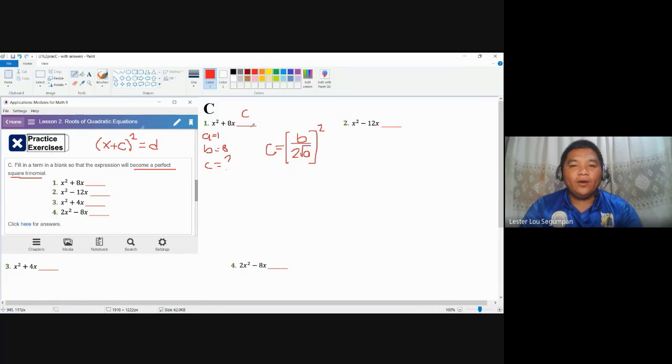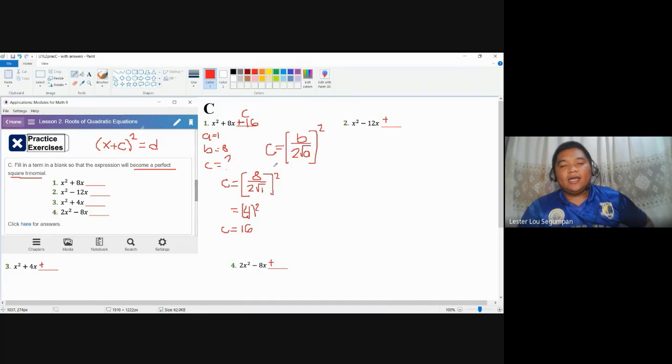And since it's a square, we always expect that the value of c is positive, because the square of any number is always positive. So I'm just going to write positive signs here. Let us try to complete this using this formula for number 1. A is already 1, b is already 8. Let's substitute. So the value of c here is the square of 8 over 2 times the square root of a, which is 1. The square root of 1 is 1, times 2 is 2. So 8 over 2 is 4, squared. So the value of c here should be 16. So I'm going to place 16 here.